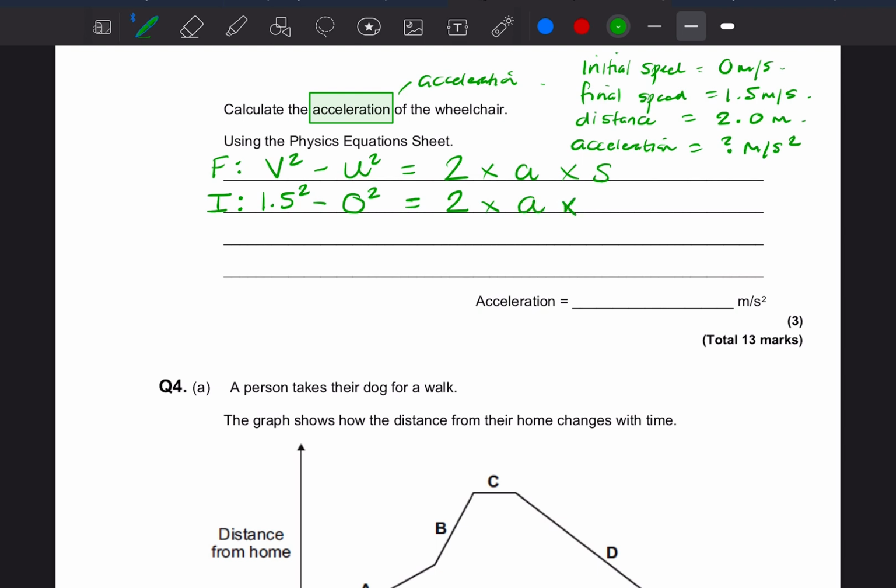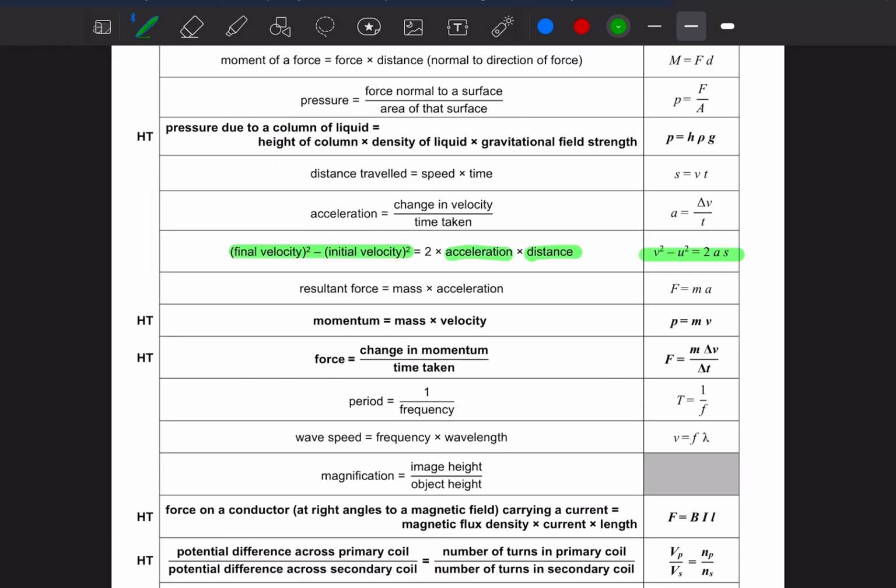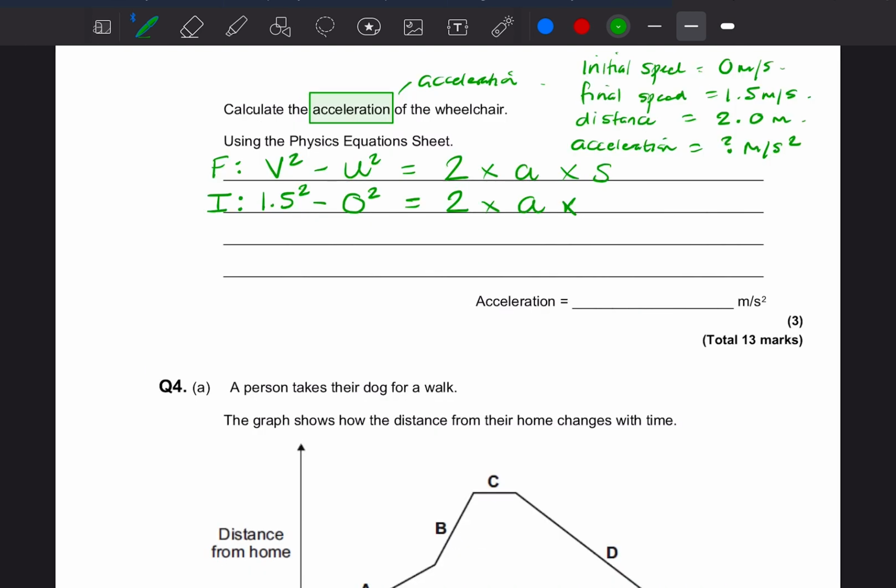Times, now people always get that wrong, what s is. The s is the displacement. Wrong sheet. So we're looking at the distance as displacement. What was the distance? It was 2.0 meters. So we would get a mark as soon as we put that in, because that's our substitution. I'm going to use the F of FIFA now to start to fine tune this a little bit.